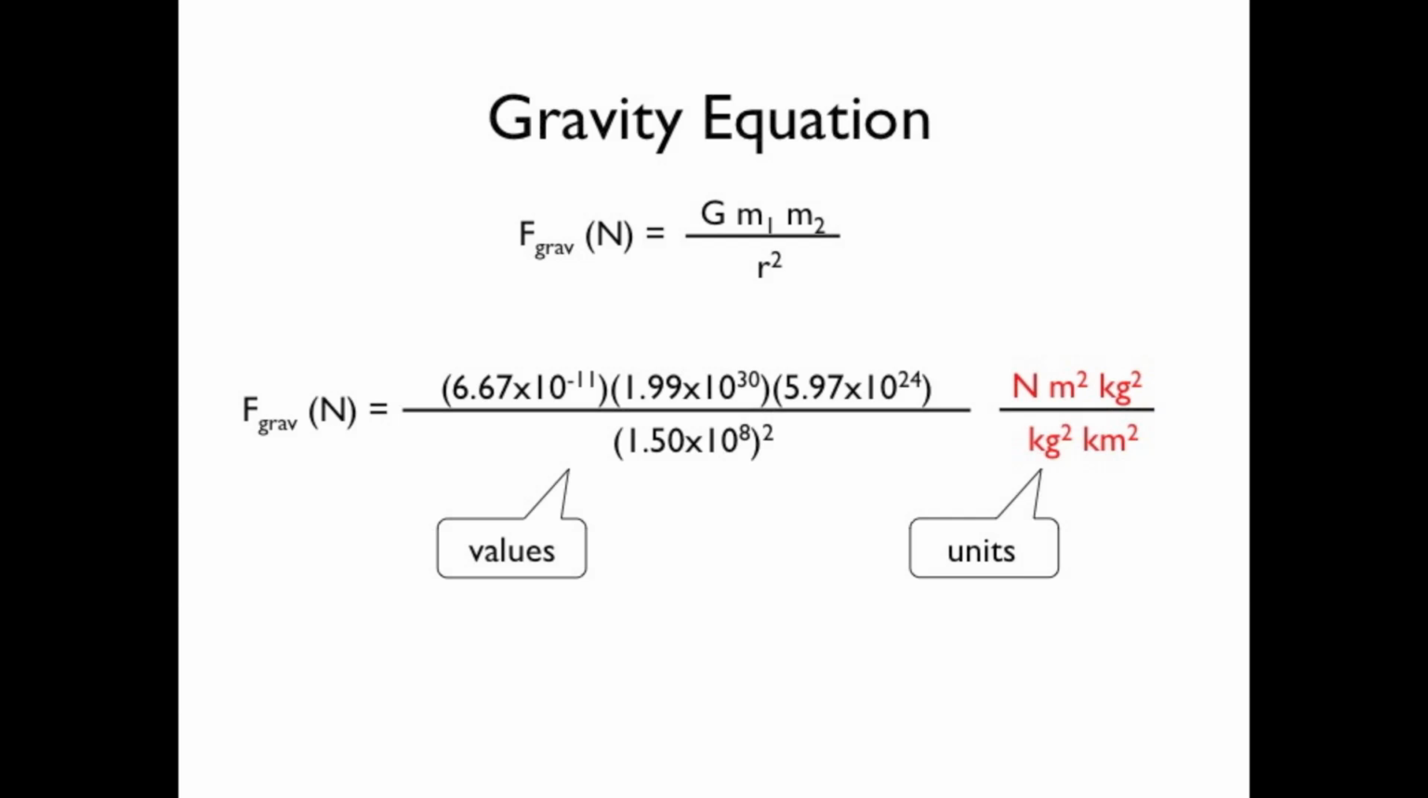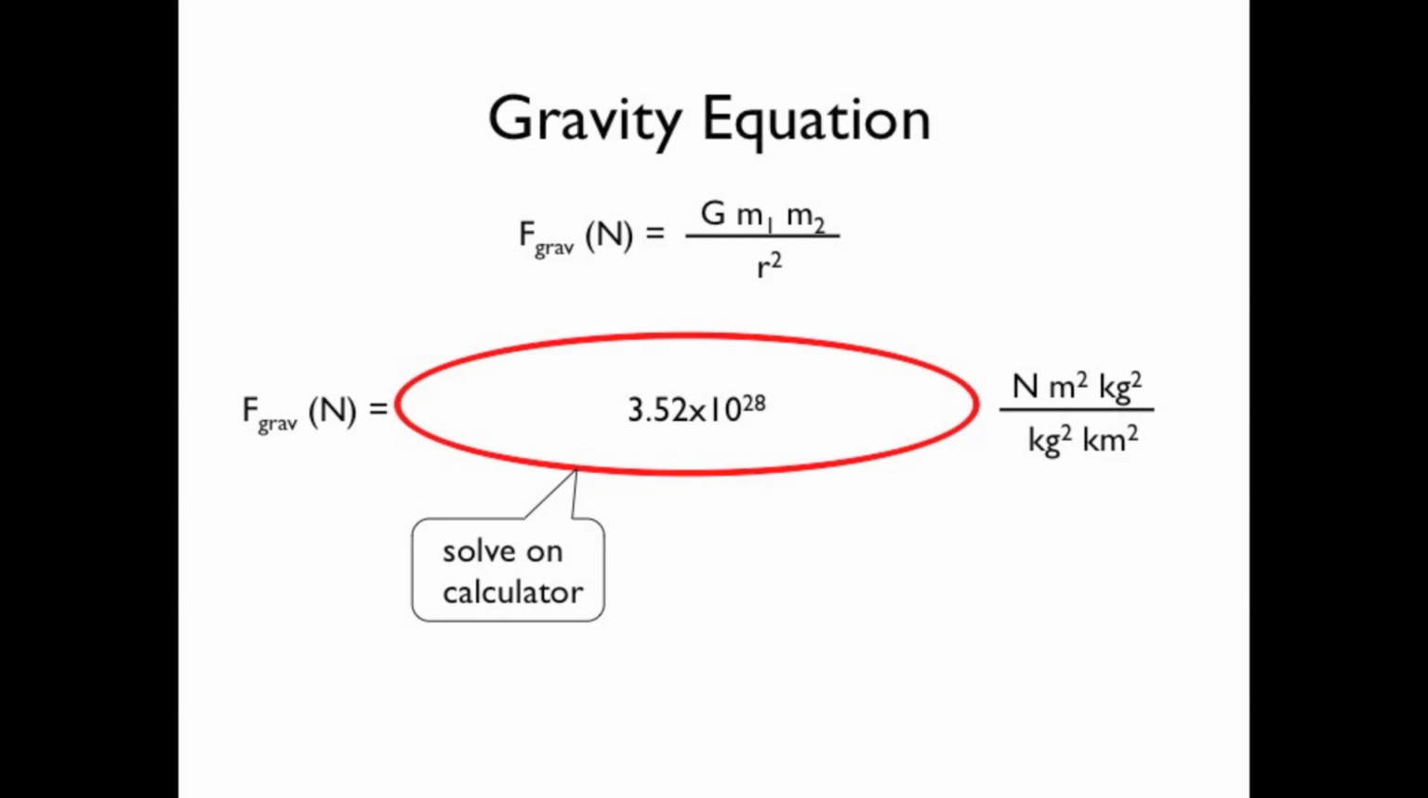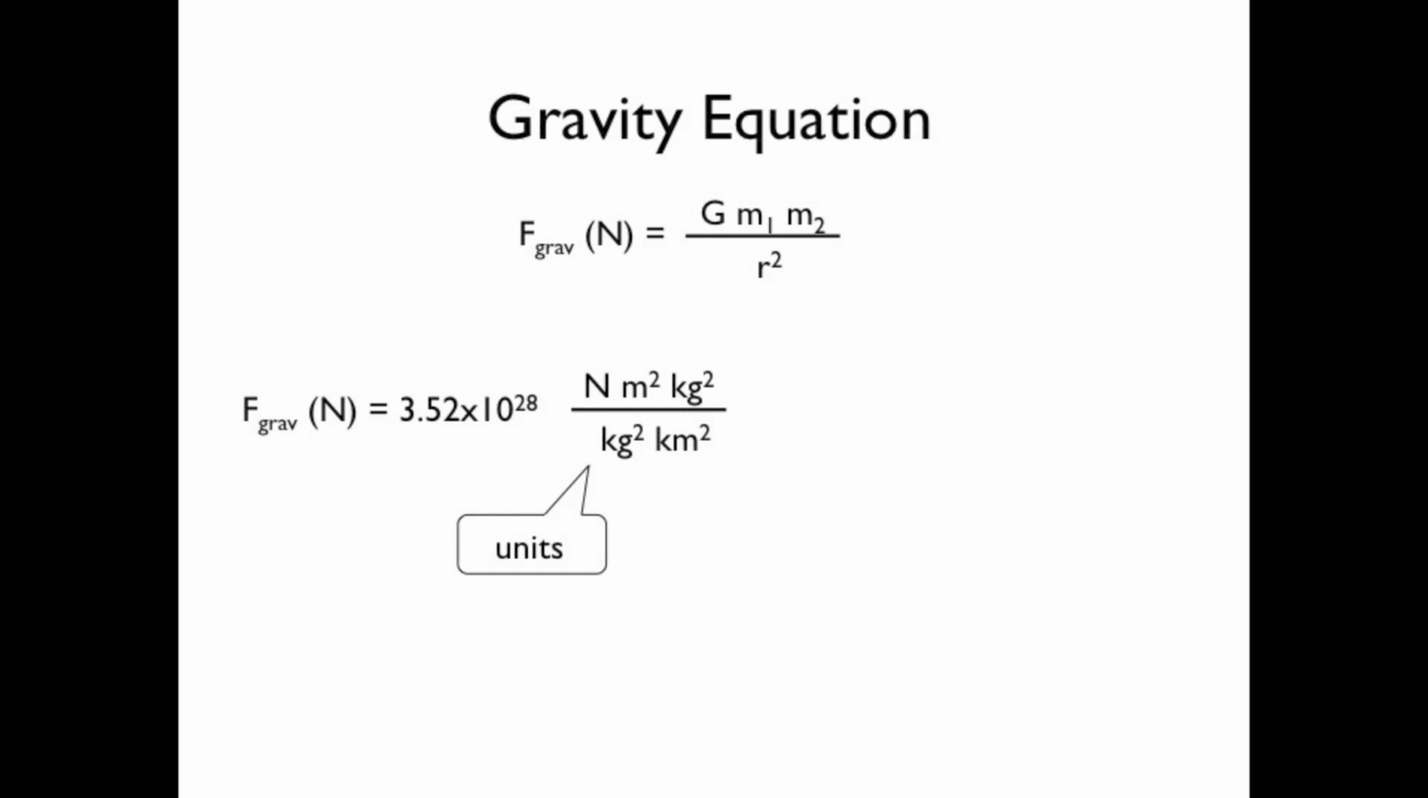For clarity, let's isolate these units from the numerical part so we can evaluate them separately. The numerical part can be solved on your calculator, but let's look more carefully at the units. We have newton meter squared per kilogram squared, multiplied by kilogram squared divided by kilometer squared. The kilogram squared in the numerator and denominator cancel, but notice that the gravitational constant includes the units of meters squared in the denominator, while in the numerator, distance, which was squared, has the units of kilometers squared.